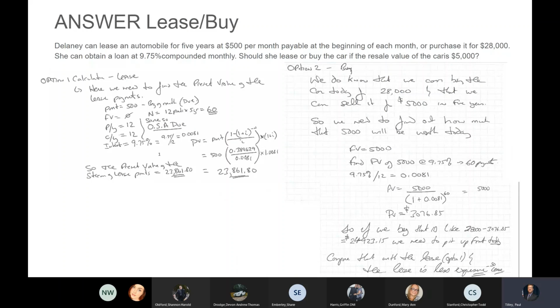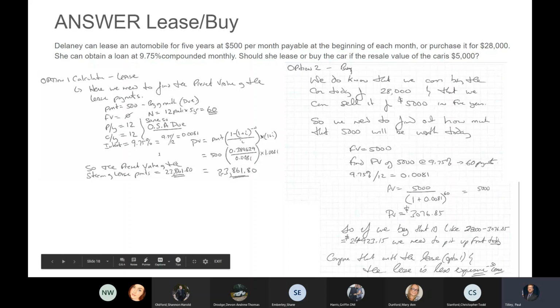So present value is the future value of $5,000 divided by 1.0081, which is the interest rate, raised to the number of compounds. This is monthly, so it's 12 times 5, which is 60. That calculates to a present value of $3,076. So that $3,076 gets subtracted off the $28,000, and the total cost of the car to buy it is $24,900.